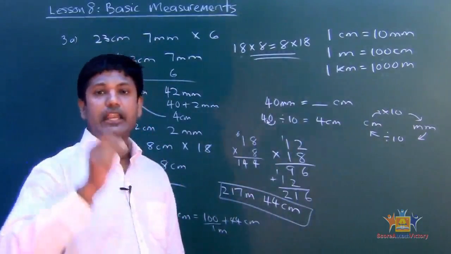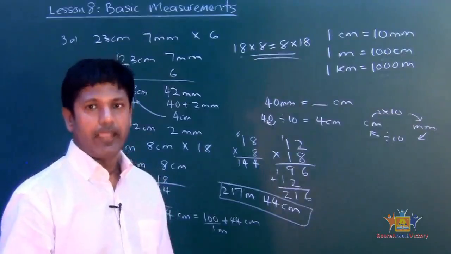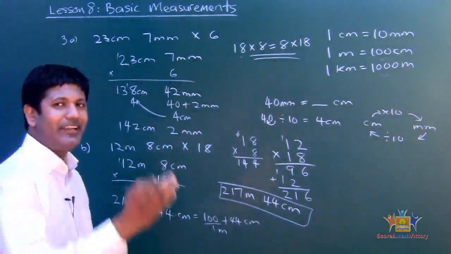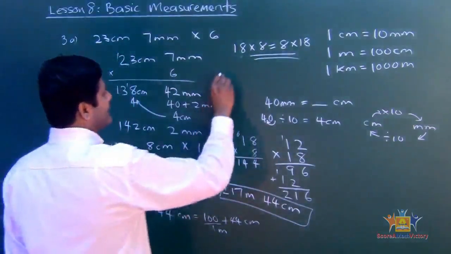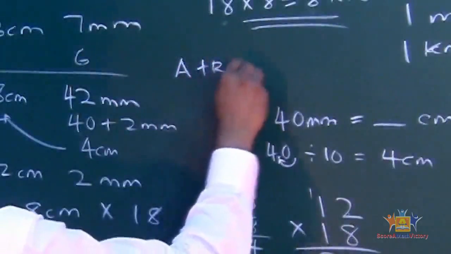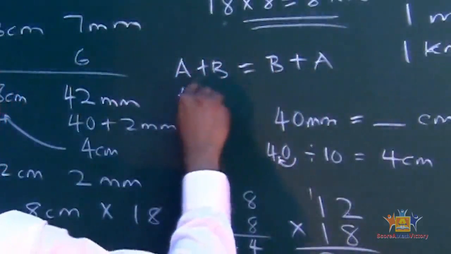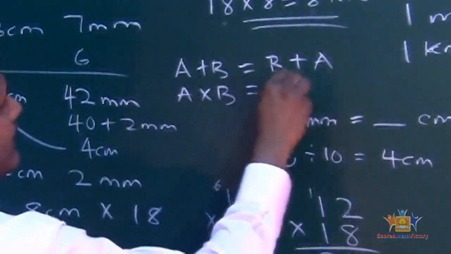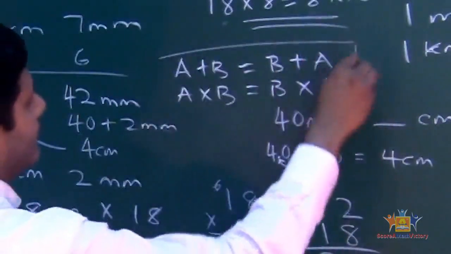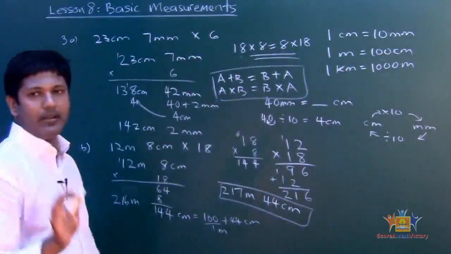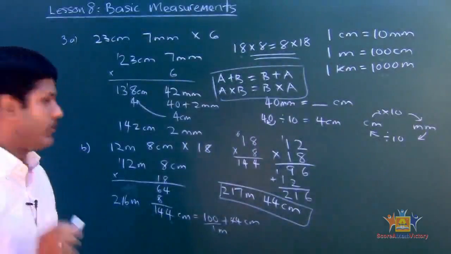Alright, addition and multiplication, you can do that, okay? So keep in mind, addition and multiplication, I can say A plus B equals B plus A, okay? A times B equals B times A. I can do that, alright? It's okay. But not with division and subtraction, okay?